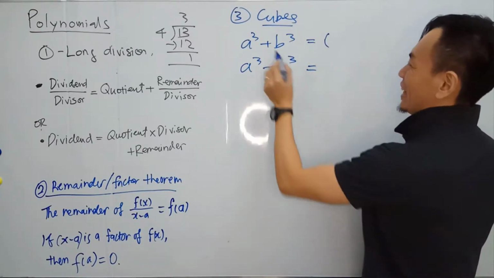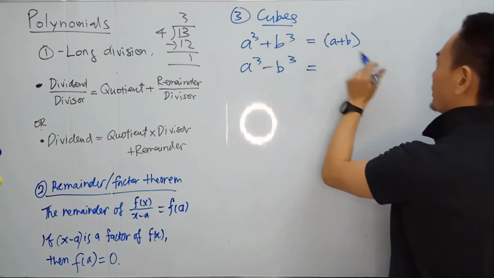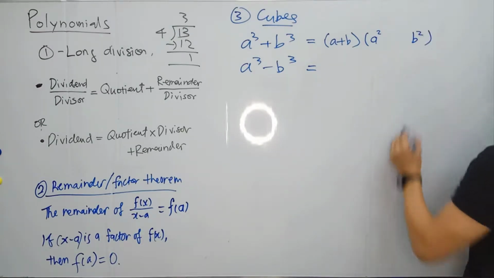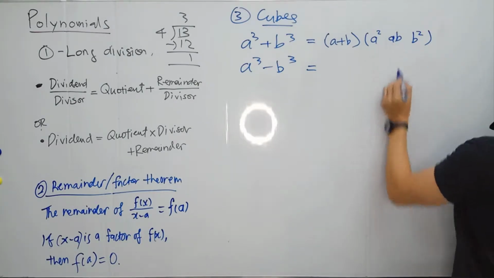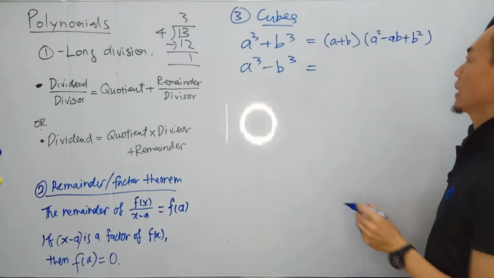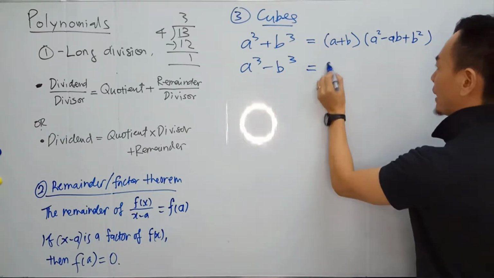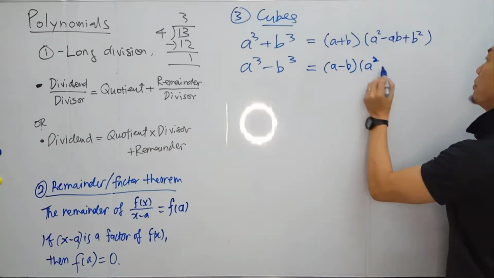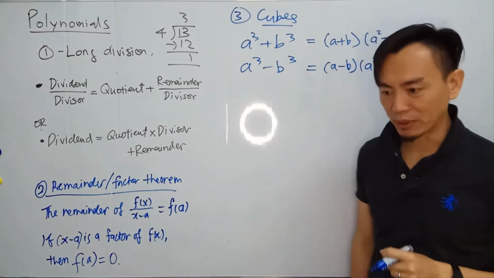I can do it. A cubed plus b cubed is a plus b, bracket, times a squared, then the middle term, then b squared. Now this part here looks like a quadratic identity, but it's not, because in the middle it's not 2ab, it's just ab. And if it's a plus, then this is a minus, but this is also a plus. So we focus on this sign and this sign. If this is a plus, this is a minus, and if this is a minus, this is a plus. And a squared is going to have a plus ab plus b squared. Yeah, so that's the memorization part of it.